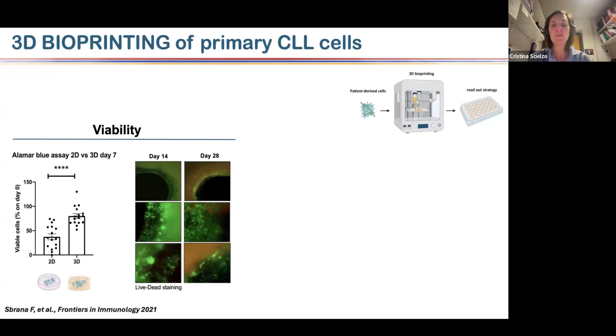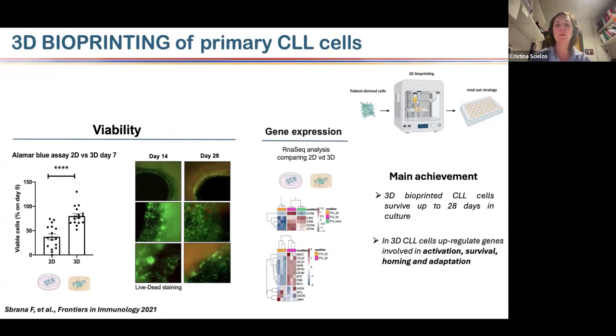What we immediately found is that viability is increased in the 3D bioprinted primary cells. In particular, the 3D bioprinted cells were alive up to 28 days. And you have to consider that in 2D, usually after 7 days, almost 30% are dead. So we wanted to see what really happened here, because we didn't add any microenvironment at all. Just the fact that they are in 3D in the biomaterial, having a different environment, really promoted this high viability.